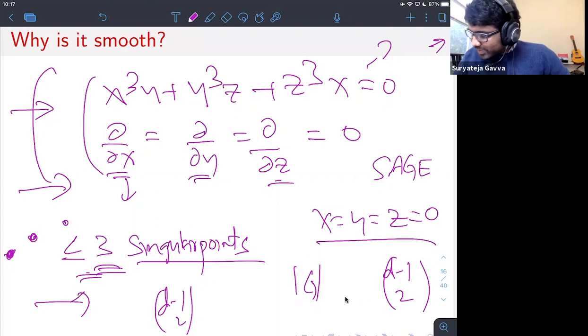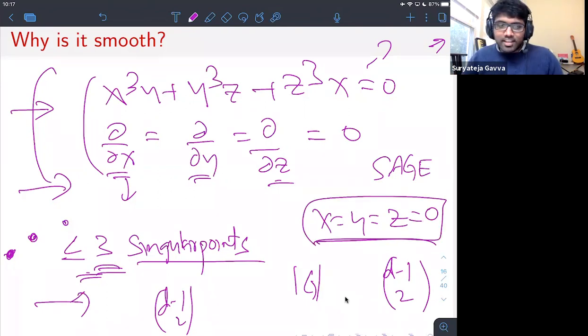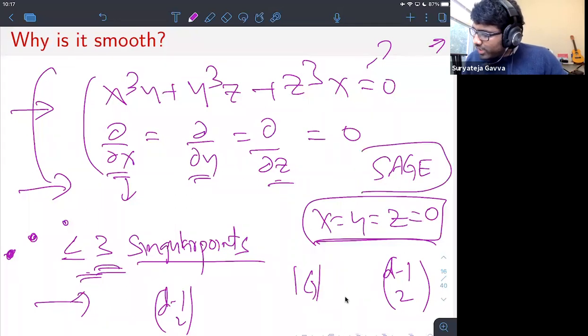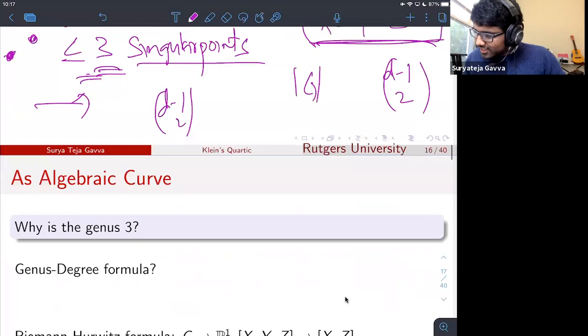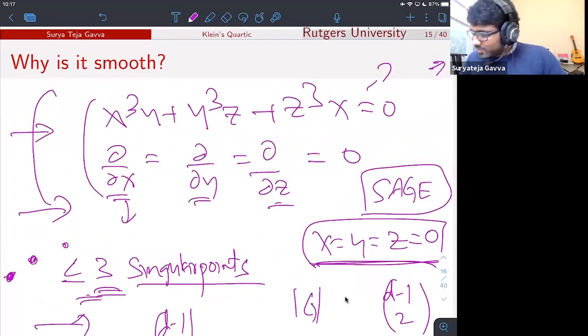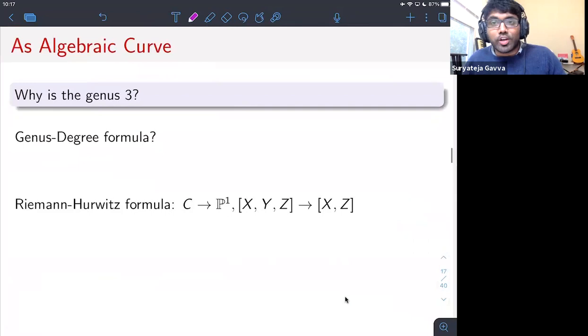Okay, so any questions on this? Over complex numbers, these are the only solutions that we get, hence it's a smooth curve. But this explicit computation is also better from my perspective. It tells you, for instance, if you think of this curve over F7 and do the same computation, you can see that there are other solutions. So for instance, F7 has some singular points.